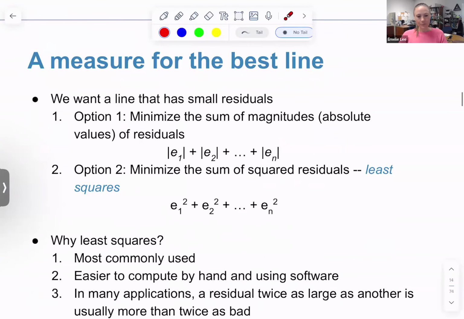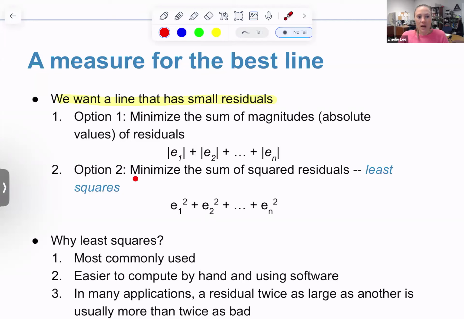But what we want to do is we want a line of best fit. If you had to take a step back and think about a scatter plot, well, what makes a line of best fit? That's going to be a line that has small residuals, right? Small distances between each of the points. And so we have a couple of options. Option one is to minimize the sum of the magnitudes. So minimize the absolute value of the residuals. That's an option, right? Find the sum of these absolute values that's the smallest, and then that's your line of best fit.